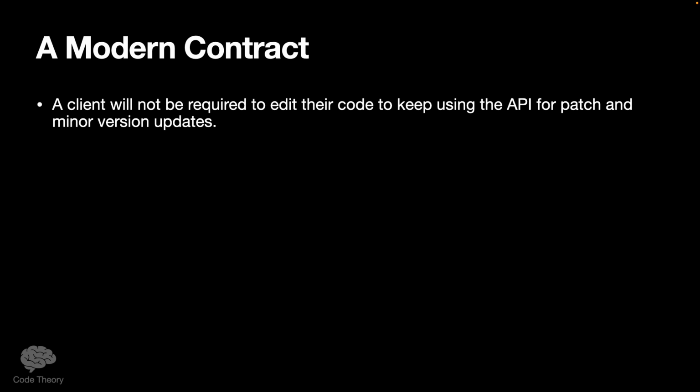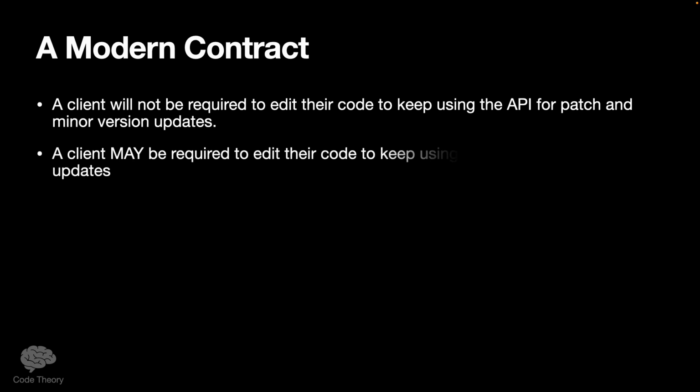The first statement of the contract is that a client will not be required to edit their code to keep using the API for patch and minor version updates, as I said before. Another line to the contract, if you will, is that a client may be required to edit their code to keep using the API for major version updates. So major version does not necessarily have to change the API in a breaking way, but it's allowed to. They have the right. That is their choice.